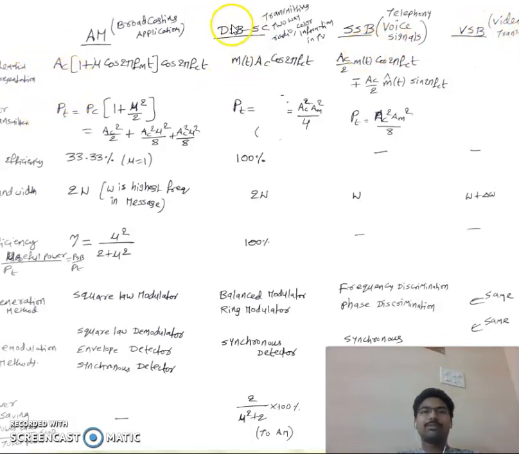Mathematical representation is, first we'll see DSBSC: m(t) into Ac cos 2 pi fct. Just we are multiplying the message signal with the carrier. Assume m(t) as message signal as some Am cos 2 pi fmt. That is the message signal that is considered. So now this becomes Am into Ac into cos 2 pi fmt into cos 2 pi fct. That is the term. So here cos A cos B I am writing as 2 cos A cos B by multiplying and dividing with the 2. So Am Ac by 2 into 2 cos 2 pi fmt into cos 2 pi fct.